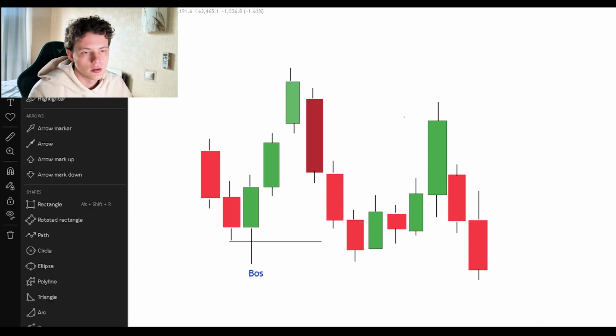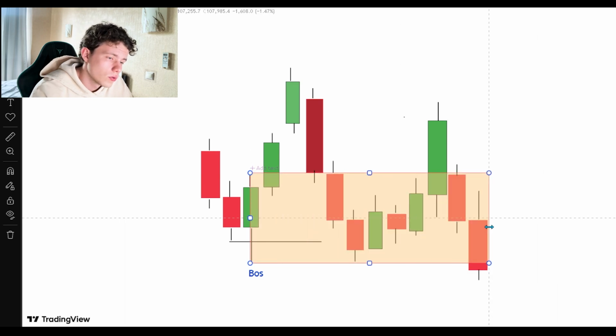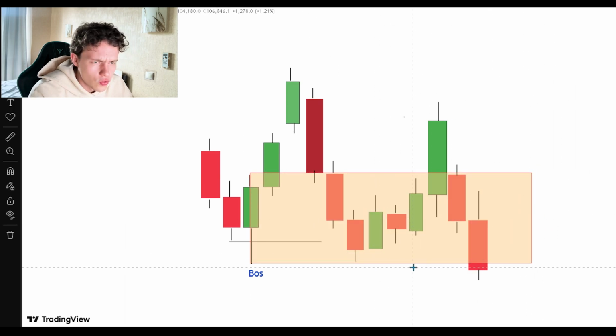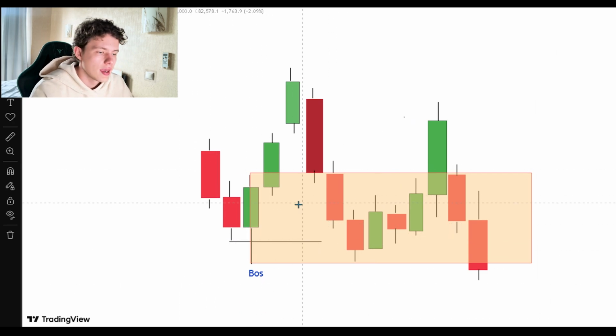So how to mark the order block? We need to take the rectangle tool and place it from the highest point to the lowest. It doesn't matter in which way, but with the FVG it does matter. So we need to define this candle. This candle is the order block, and from that we are waiting for the action from the candles.